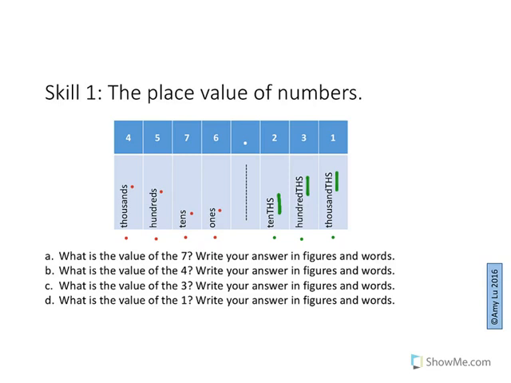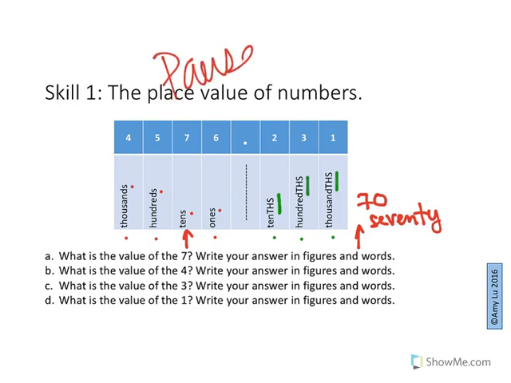So the value of the 7 in this case is right here in the tens place. So the value of the 7 is actually not just 7, it's 70 because it's in the tens place. And so in words we would write 70. So at this time, pause the video to complete B, C, and D, and when you're ready, push play again.